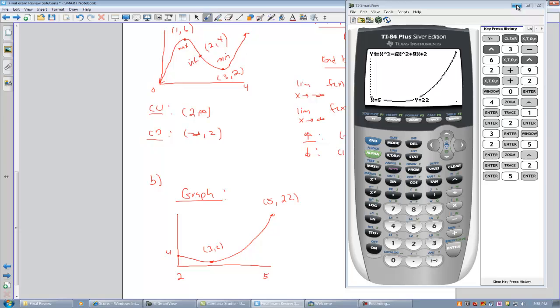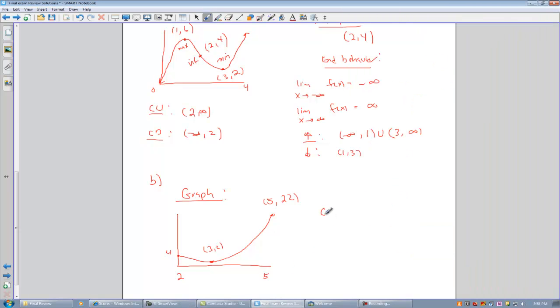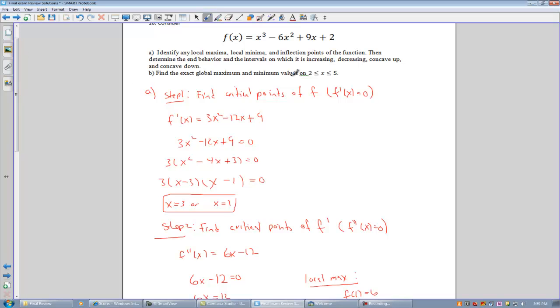And we want to figure out where do we have a global maximum or global minimum. So global min, which is the lowest value between 2 and 5, of course occurs here at height 2. So we'd say global min f of 3 equals 2. And global max then is at one of the endpoints, obviously this endpoint here, which is f of 5 equals 22. And so that answers part B, which again, find the exact global maximum, global minimum values when x is between 2 and 5.